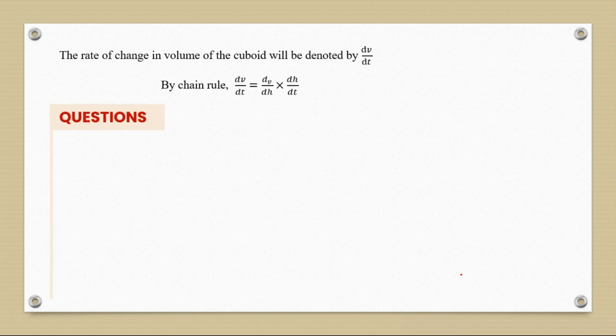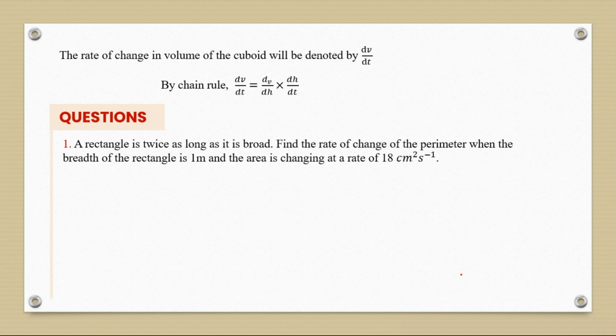Alright, so let's look at an example. In the first example, we're being told that a rectangle is twice as long as it is broad. Find the rate of change of the perimeter when the breadth of the rectangle is 1 meter and the area is changing at a rate of 18 centimeters squared per second.